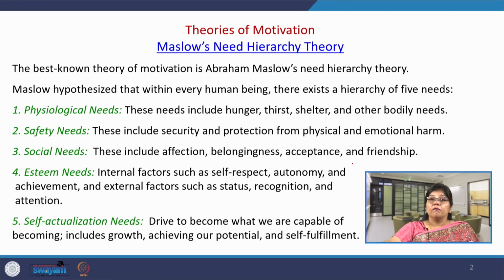These are the 5 human needs that Maslow has divided into a hierarchy, where physiological needs form the most basic form of needs. Without the satisfaction of these needs, the person is unable to survive, and an individual cannot think of satisfying the other kinds of needs. Once every level of need is satisfied, the person moves on to the next level of the hierarchy.